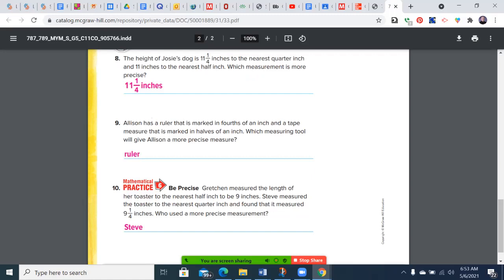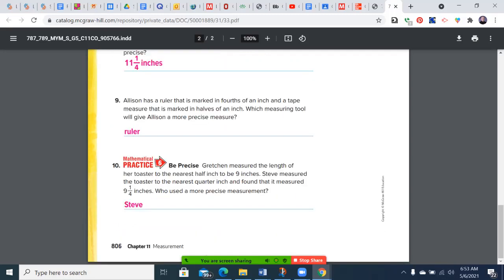Allison has a ruler marked in 1/4 of an inch and a yardstick that is marked in 1/2 of an inch. Which measuring tool is more precise? The ruler, because it's quarter inch. And the final one, who used a more precise measurement? It's going to be Steve because he went to a quarter inch instead of a whole inch.